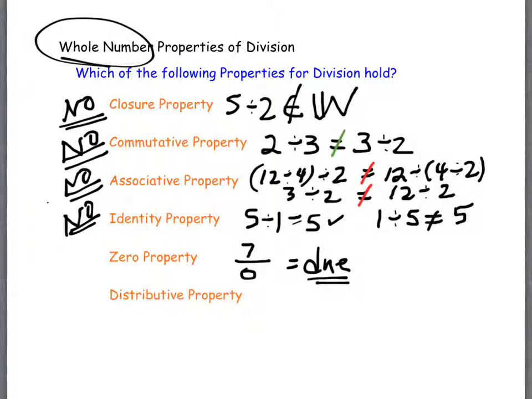And we talked about the reason why, right? If I did this, I would have to be able to take 0 and multiply it by something and get back to 7. I can't do that. It's not possible. So the 0 property fails simply because it doesn't even exist. Division by 0 is not even possible.